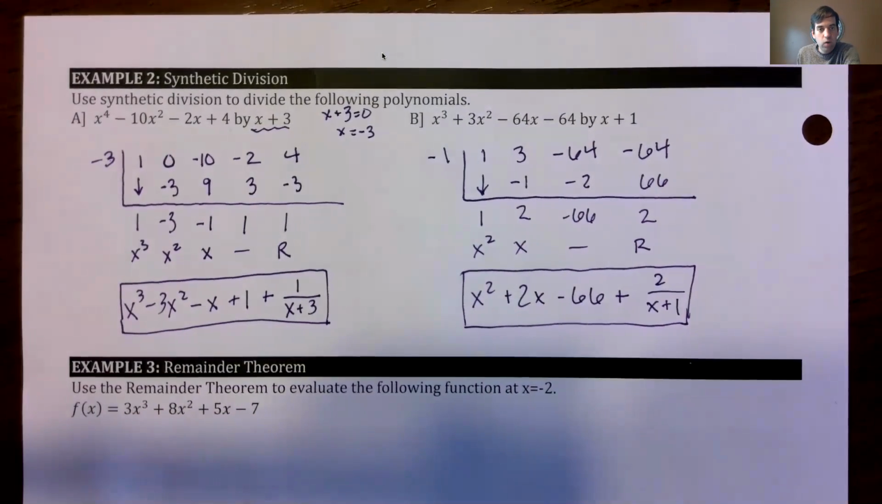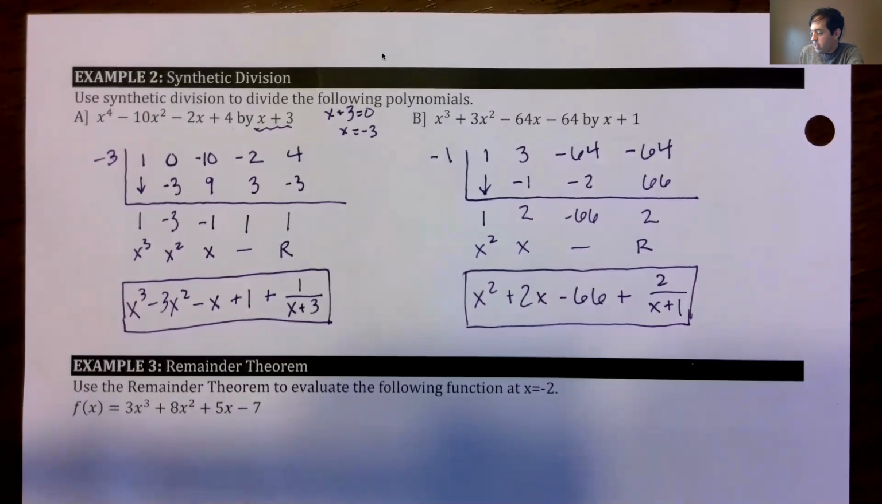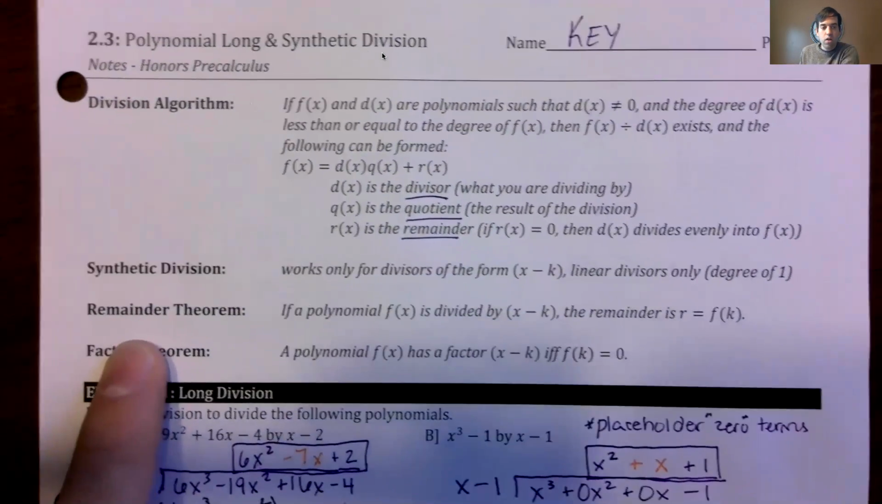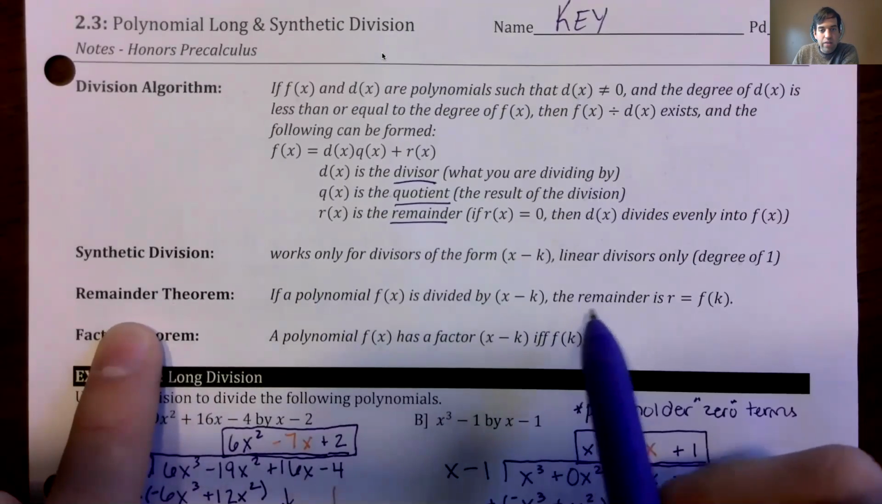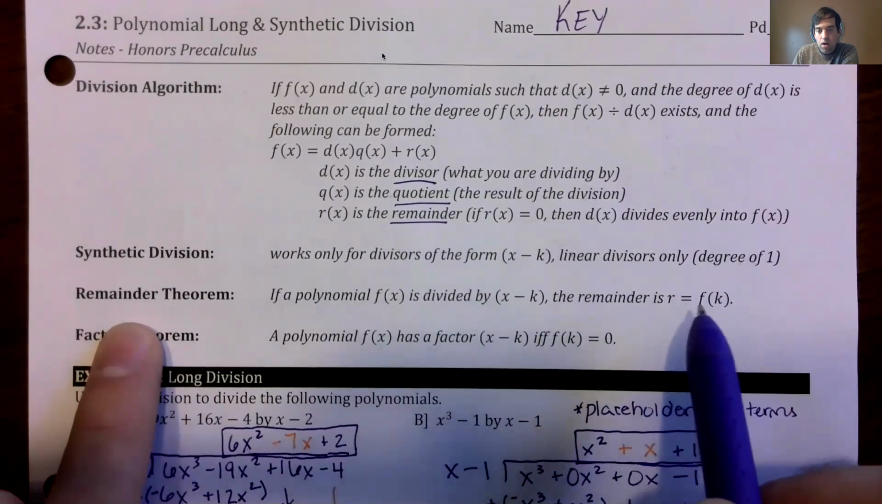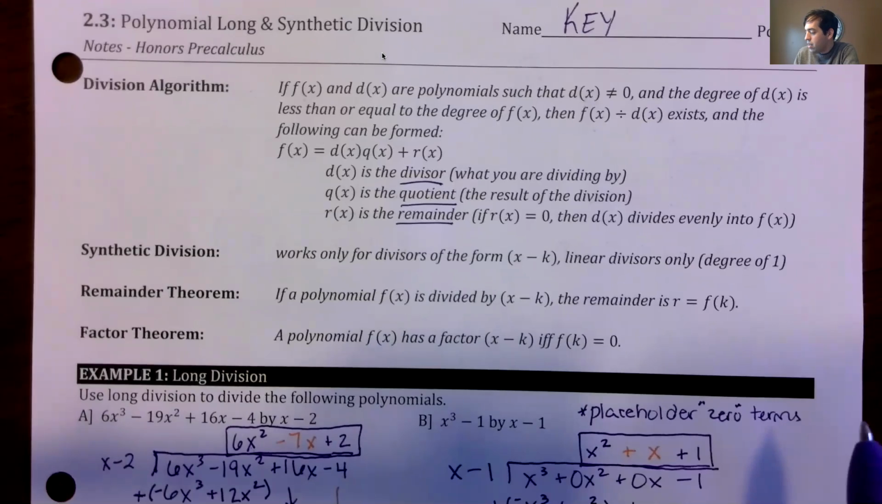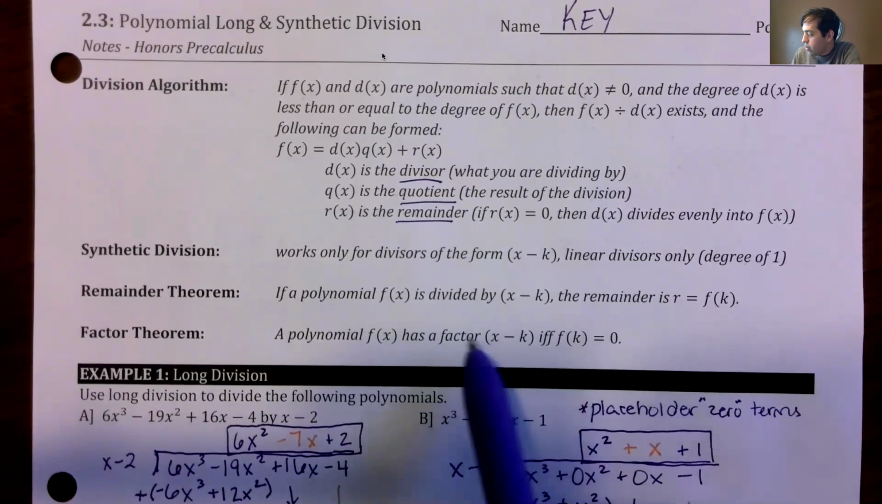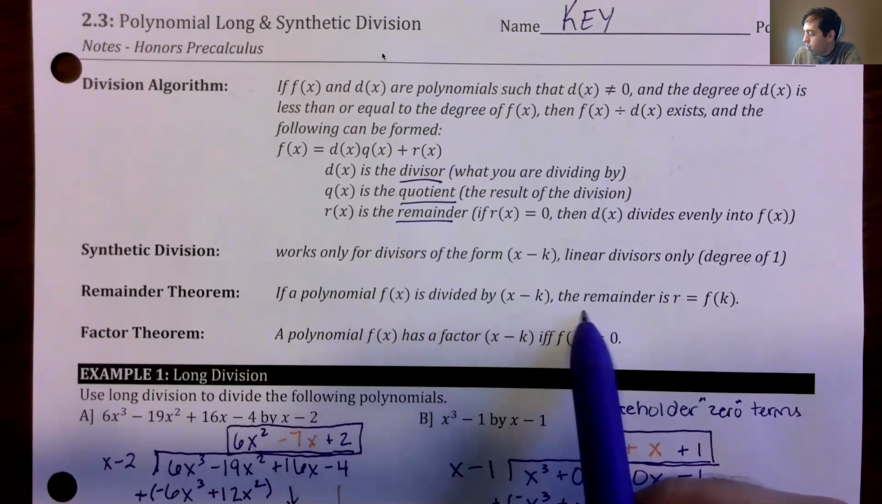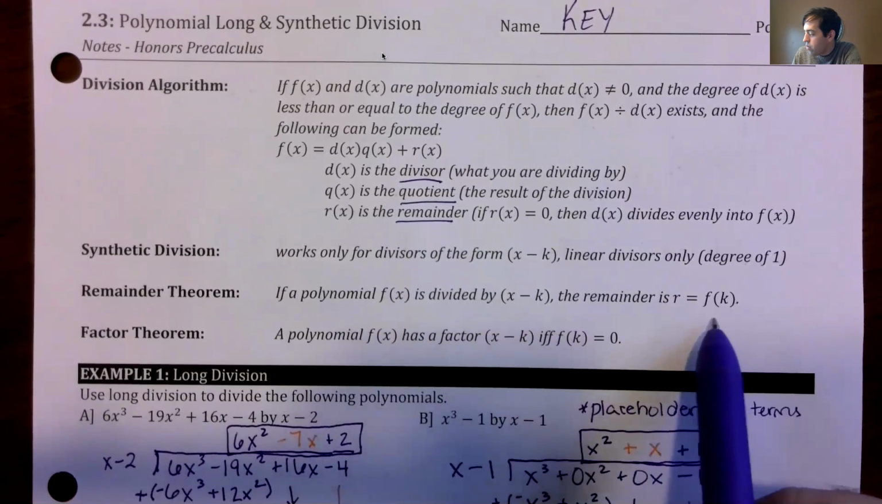There you go. Okay. We got two more things to look at here, the remainder theorem and the factor theorem. If we go back to the front page, let's take a look at what those are. The remainder theorem says if a polynomial is divided, the remainder is r equals f of k. Okay, so what does that mean? Well, let's think that through. If the polynomial f of k is divided by x minus k, the remainder will be r equals f of k.